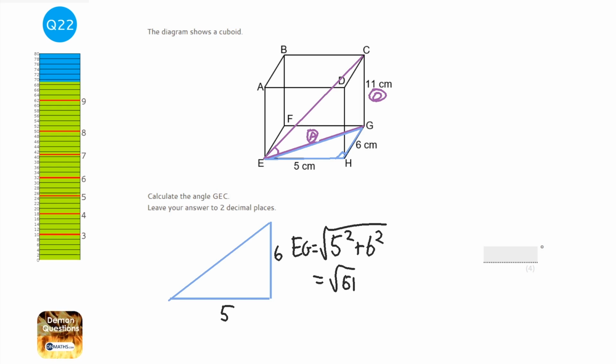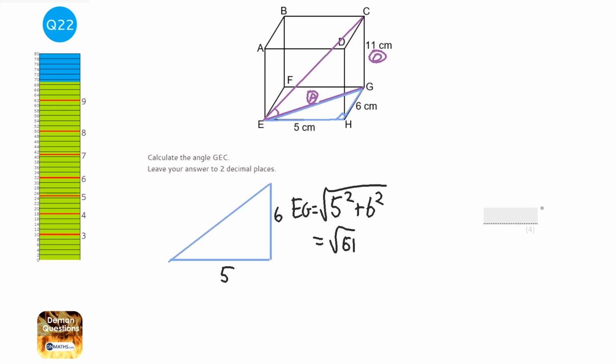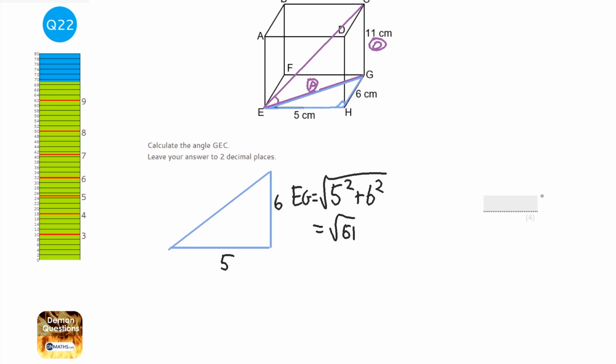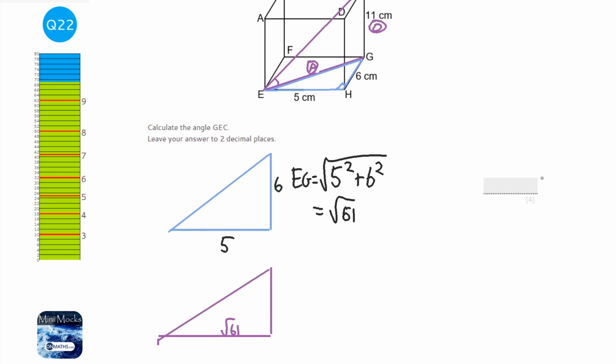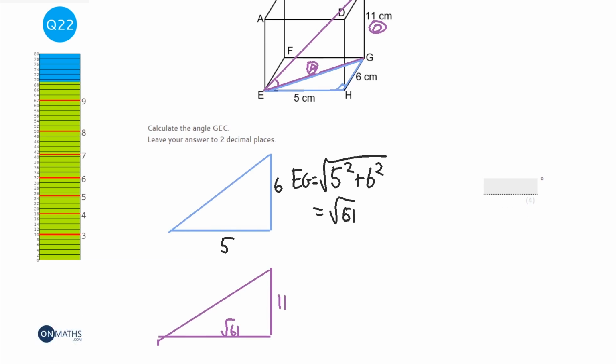Okay, so the next thing to draw is the right angle triangle, the purple one that we've got on the diagram. So let's start drawing that. Okay, so we've got A at the bottom, which we now know is root 61. Let's scroll down a bit. And the height is 11, and we're looking for this angle here. And we can call this angle X, why not? Okay, so to do this question, we need to label the sides first. So that's the opposite and that's the adjacent.